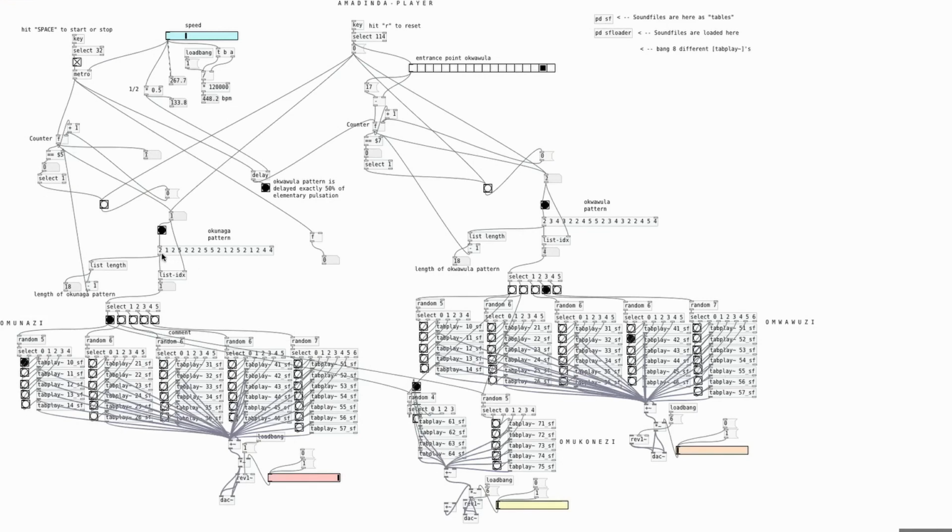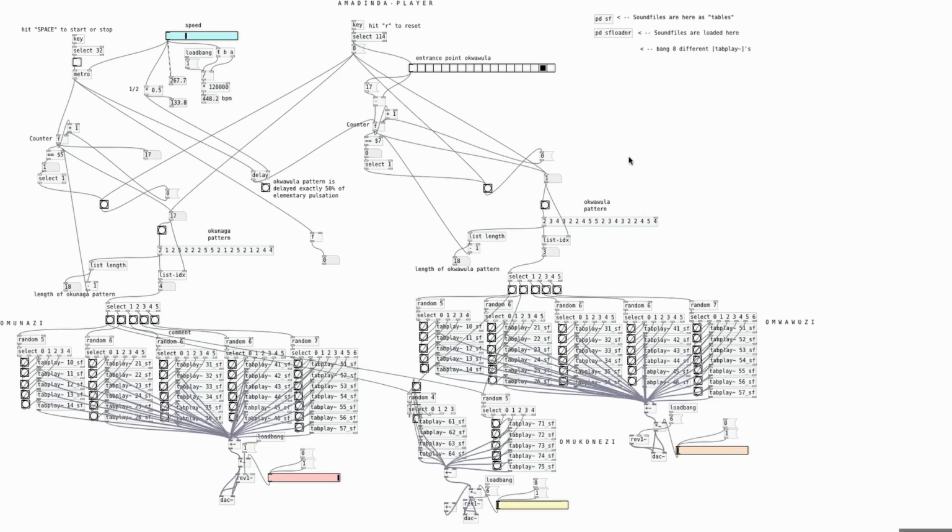So that's the pattern. Right, that's a pentatonic pattern. Easy to follow, I think.